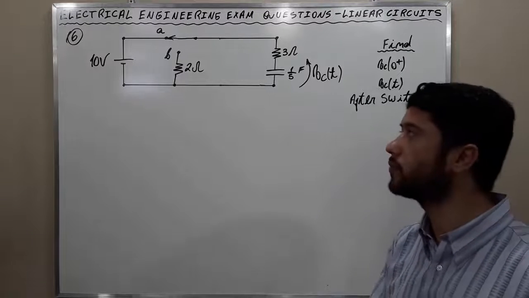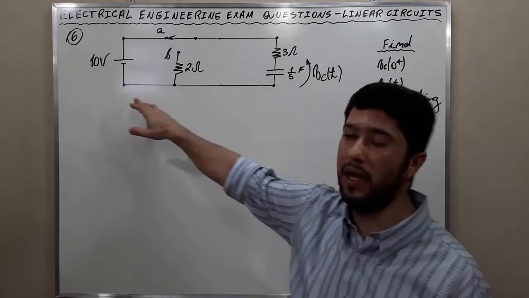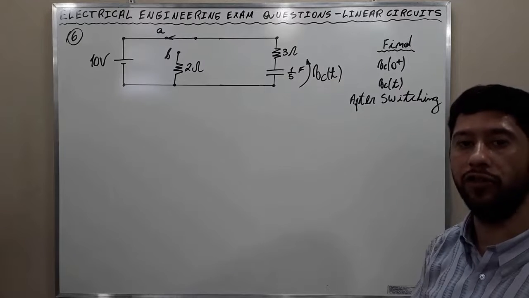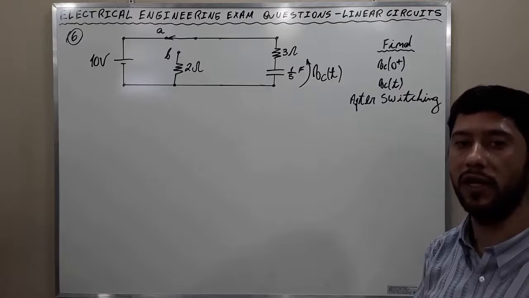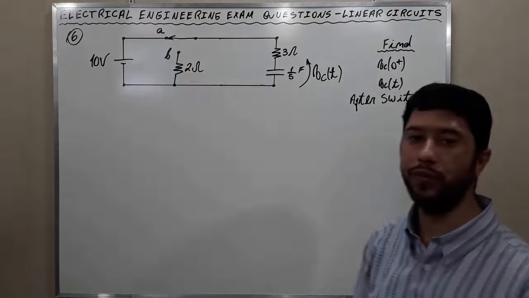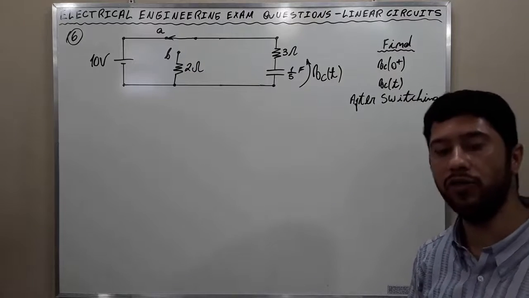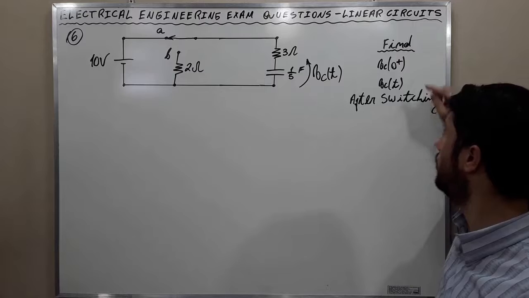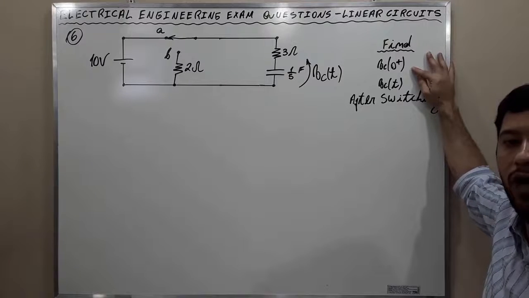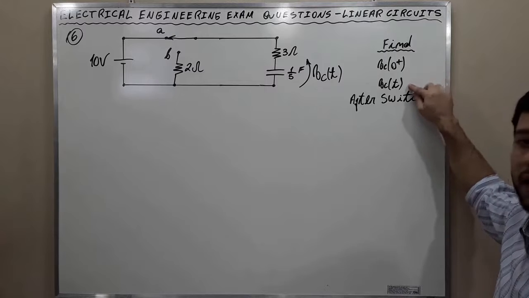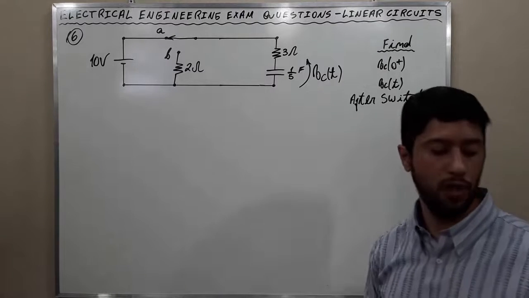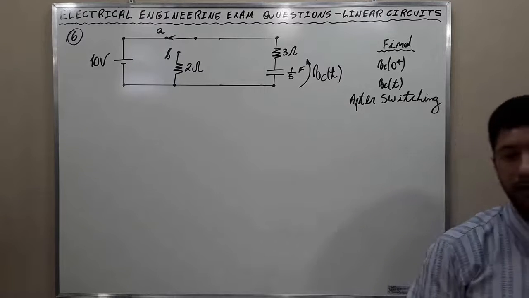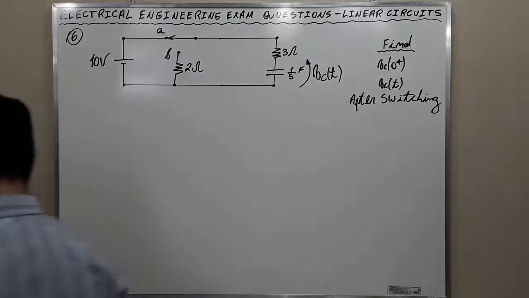Question number 6. In a circuit, a source feeds a load for a long time, after reaching steady state, when suddenly the switch changes position from A to B, thus isolating the source from the circuit. Under these new conditions, calculate the initial value of the capacitor voltage and the expression of the capacitor voltage for all t after switching. Okay, my friends, this is the question. Let's go to the solution.